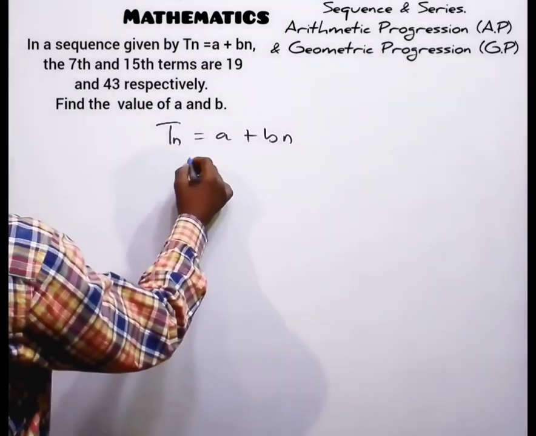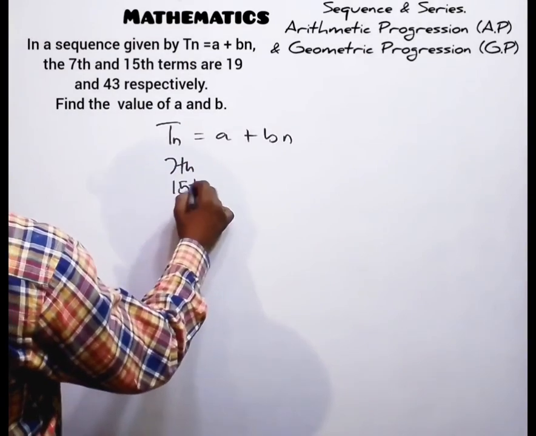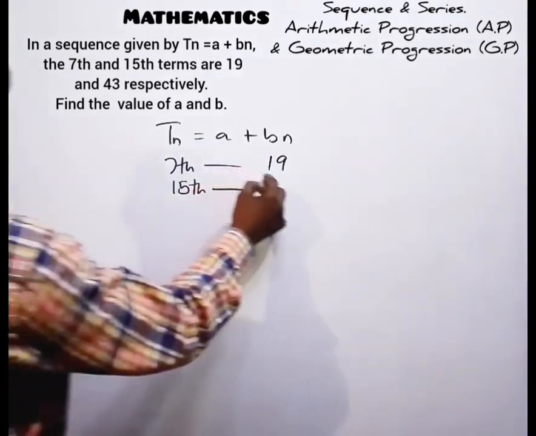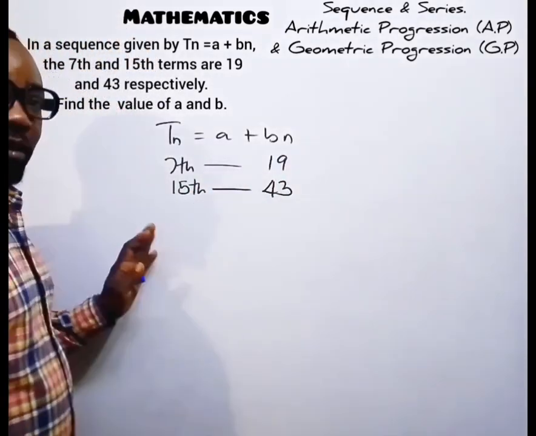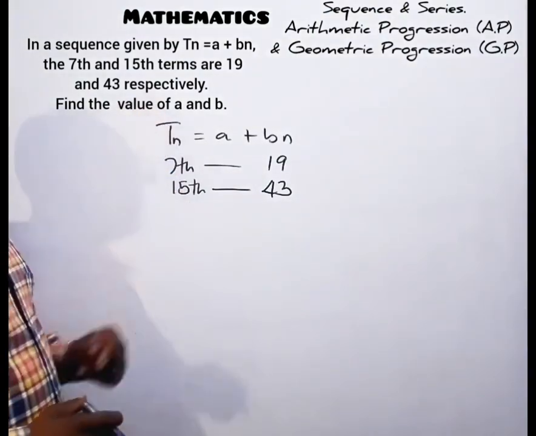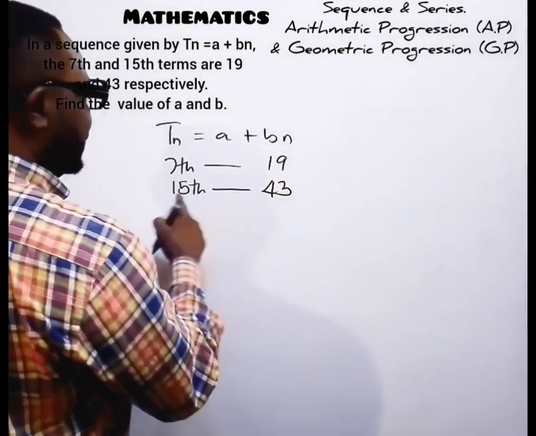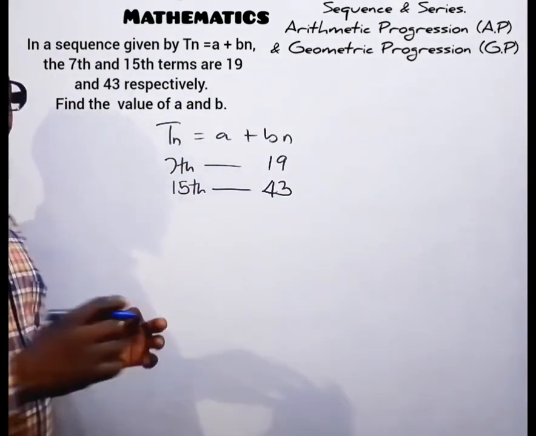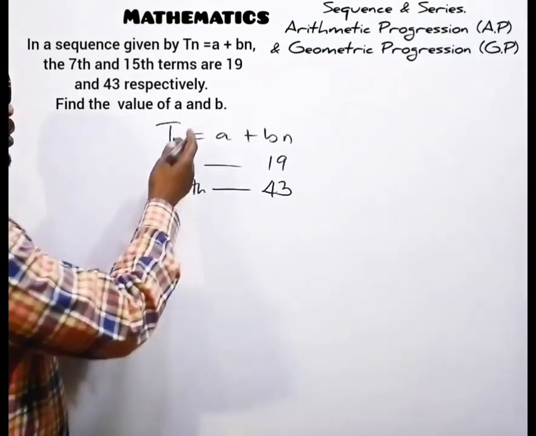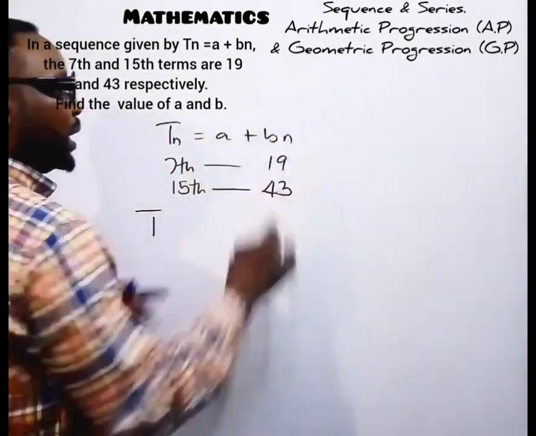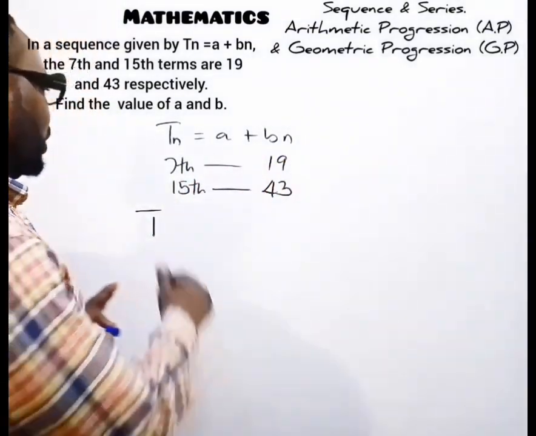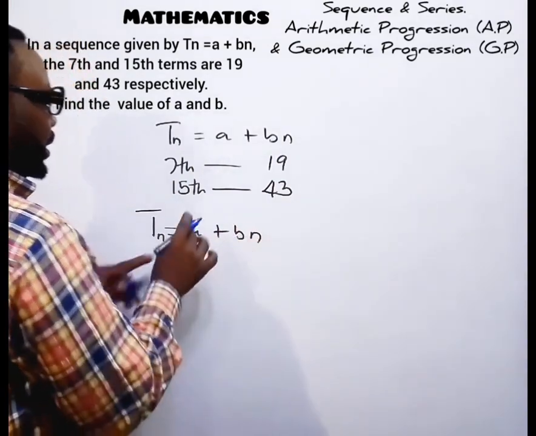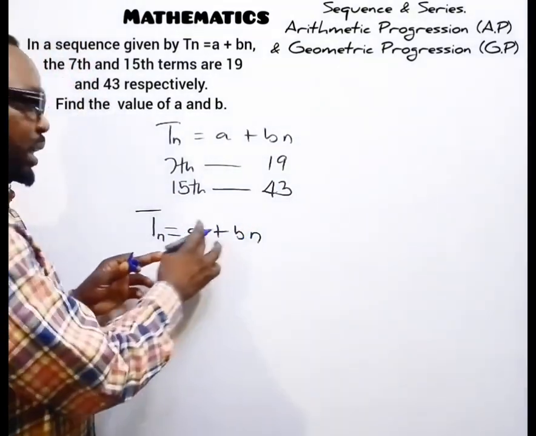We have been given the 7th and the 15th terms. The 7th term is given to be 19, while the 15th term is given to be 43. That is what the question tells us. To solve this question, we have to look at the sequence formula given to us, Tn is equal to a plus bn. We are asked to find these two variables, a and b.